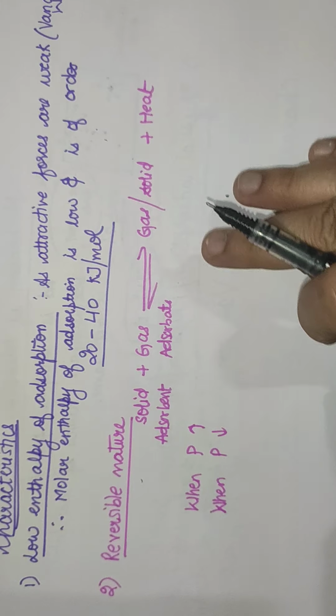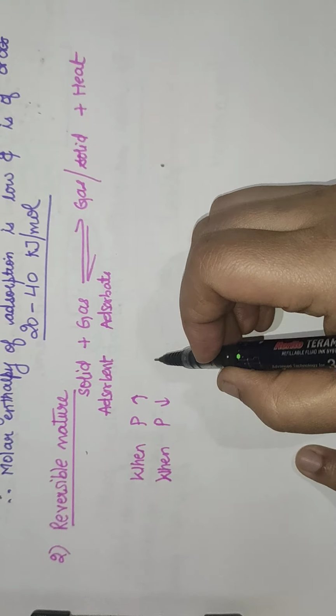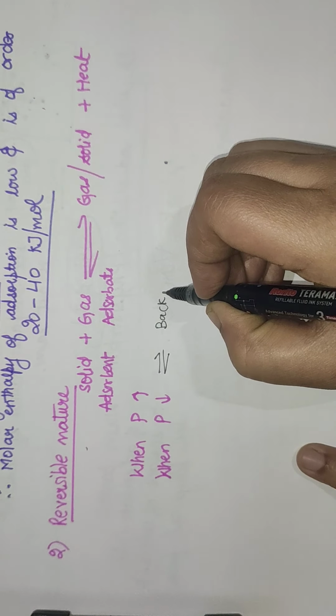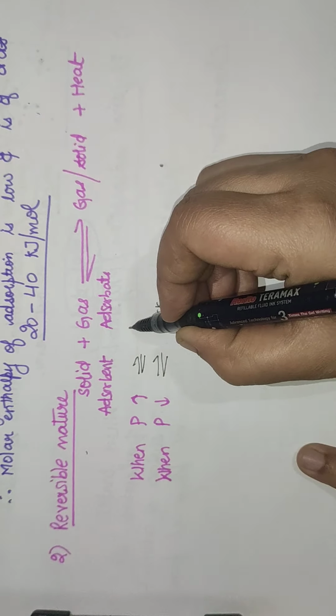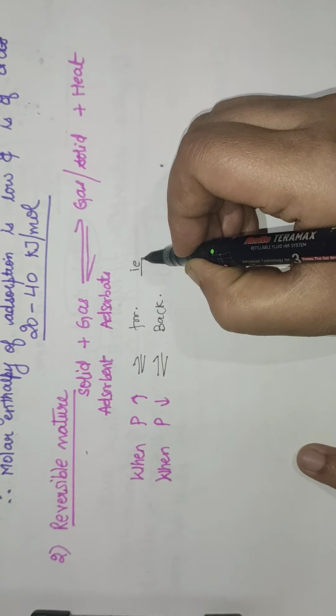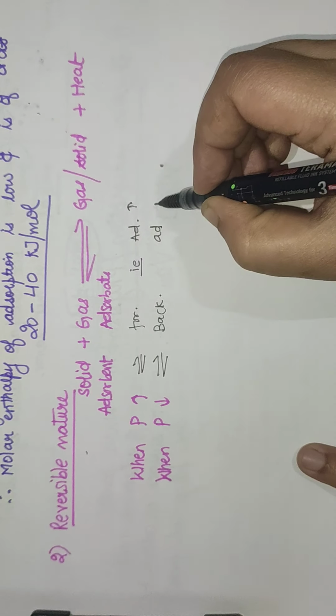While when the pressure is low, the equilibrium shifts towards the backward direction. It will move towards the back, and this equilibrium will move towards the forward direction. Forward direction will result in the adsorption rate increasing and here the adsorption rate decreases.